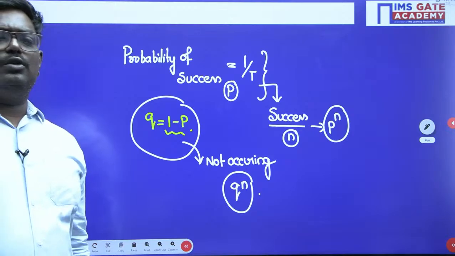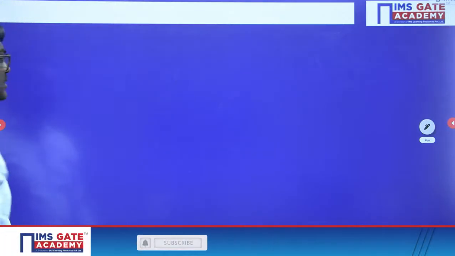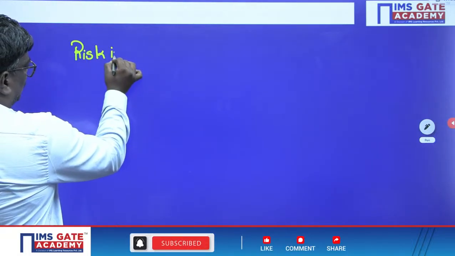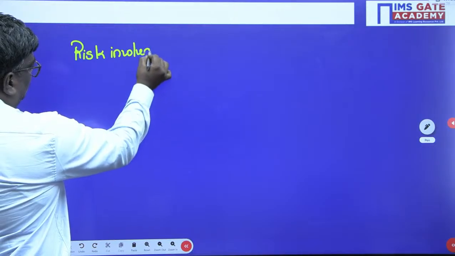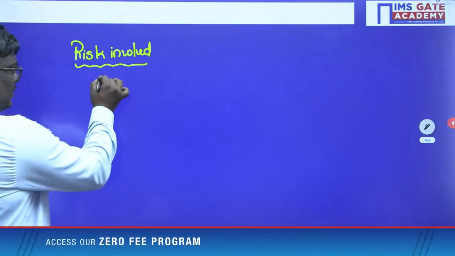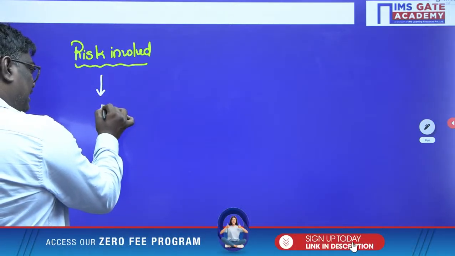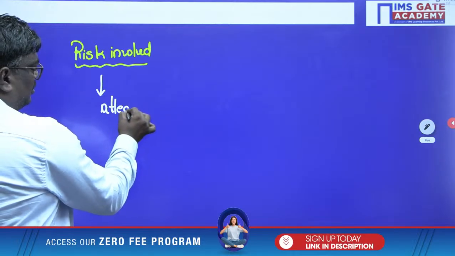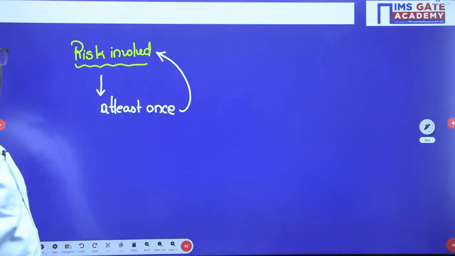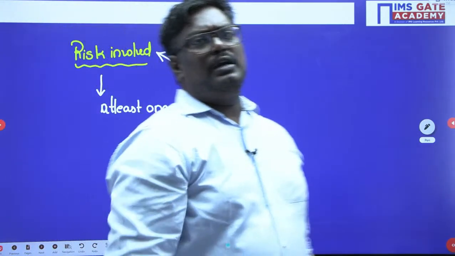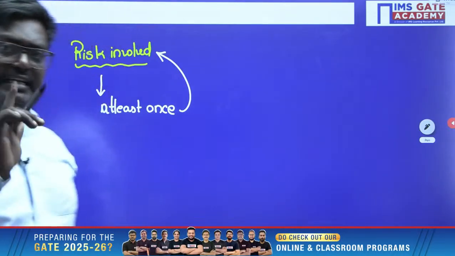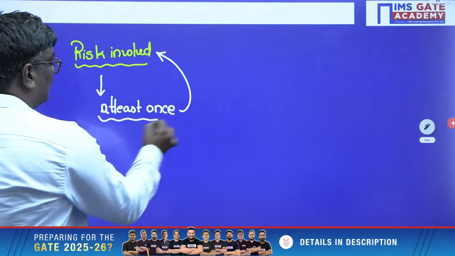But in this question, they have asked what is the risk involved. What is risk involved in hydraulic structures? Even if there is a probability of 1% that it will fail at least once, we have to consider this as risk involved, because from the safety point of view, it should never fail.